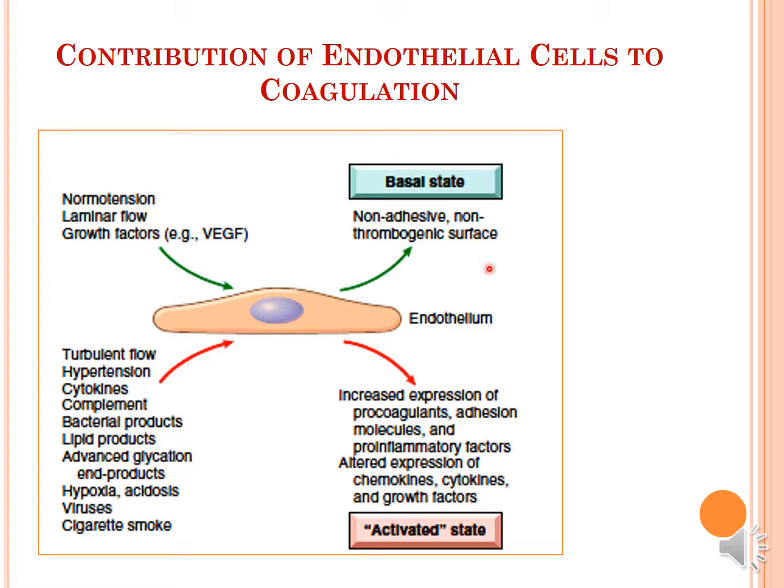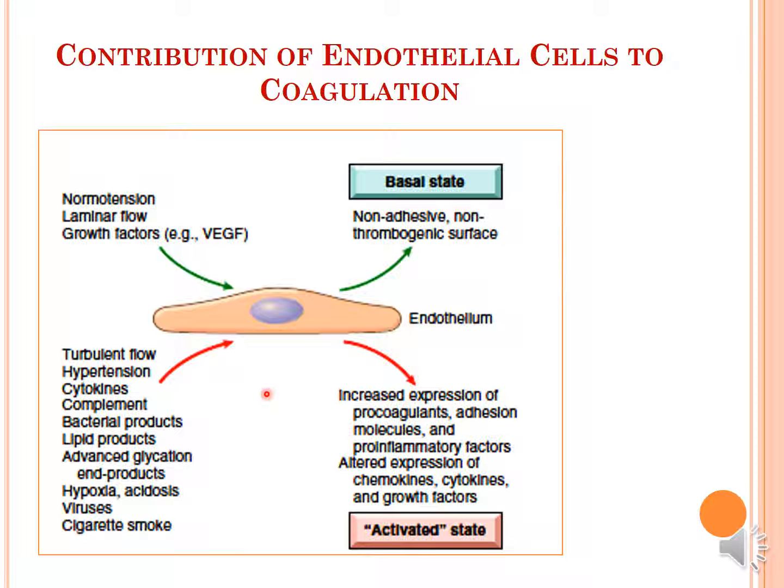Those circumstances include anything that disturbs the blood flow inside the blood vessel, like turbulence, hypertension, presence of abnormal amounts of certain cytokines and complements or bacterial products, cigarette smoke, as well as other things that are injurious to the surface of the endothelial cell. Under these circumstances, the endothelial cell is said to be transformed into the activated state, or what we call the injury of the endothelial cell. Both are interchangeable terms: activation of the endothelium and injury to the endothelial cell.